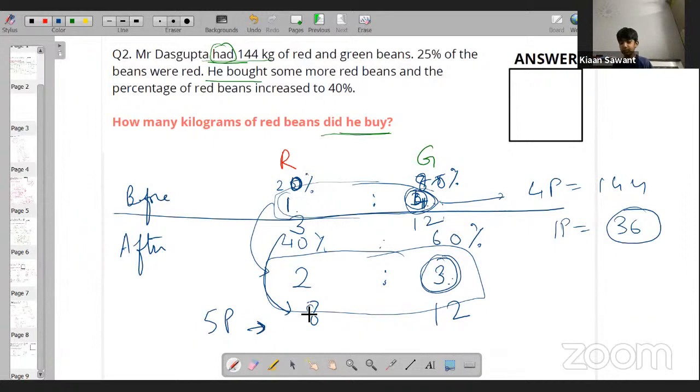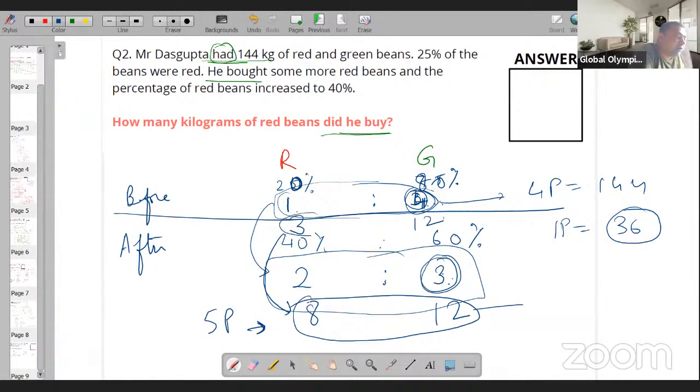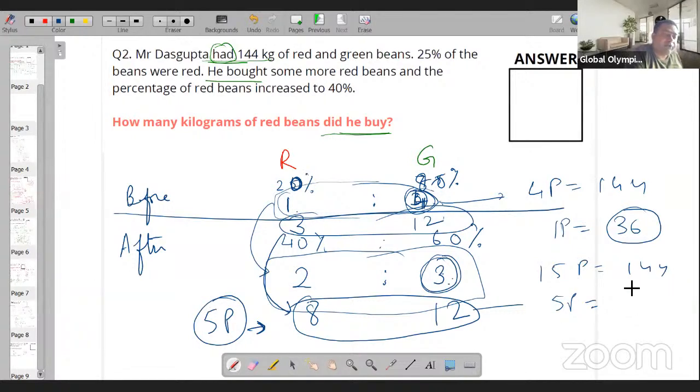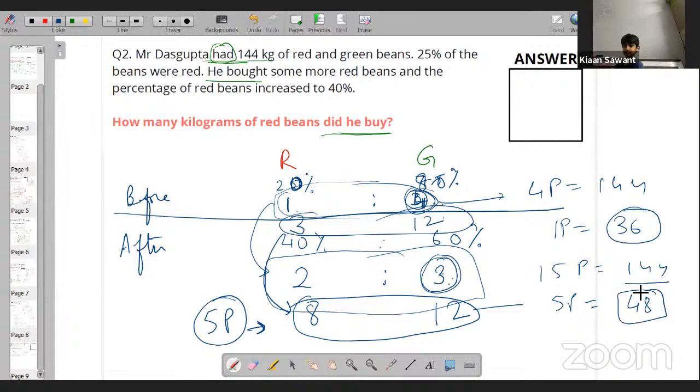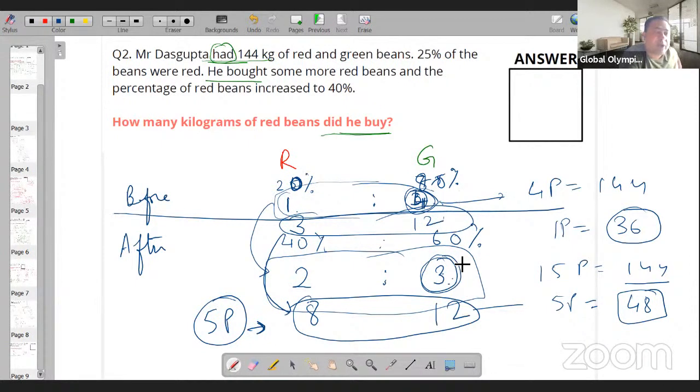Understood? So now 15 parts would have been equal to 144. So you have to find 5 parts, which is 1/3 of this. In that case, the answer would have been 1/3 of 144, which is 48. Understood or not? How to do these kinds of questions? In these kinds of questions, you need to always check what did not change, and that has to be equated.